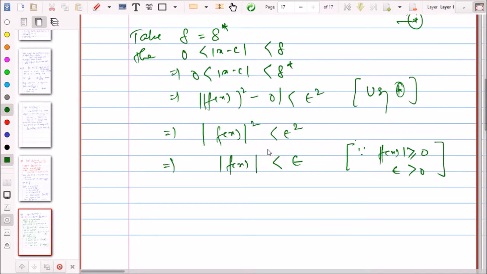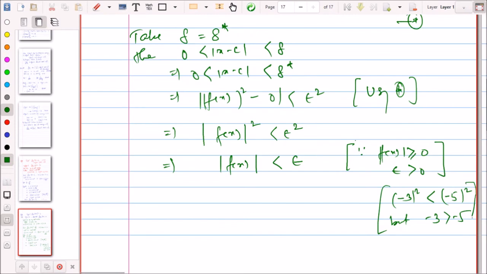Otherwise, it may not be possible. For example, 3 squared is less than (-5) squared, but -3 is greater than -5. Since both here are positive, that's why we are able to take the square root. Otherwise, in general, we cannot take square root.